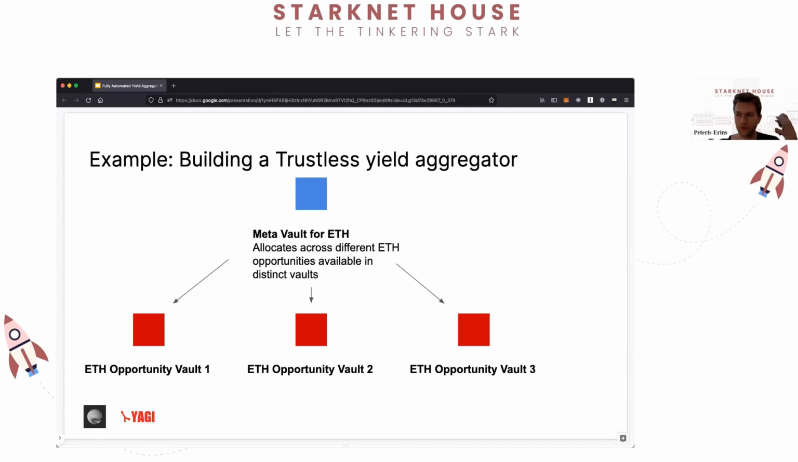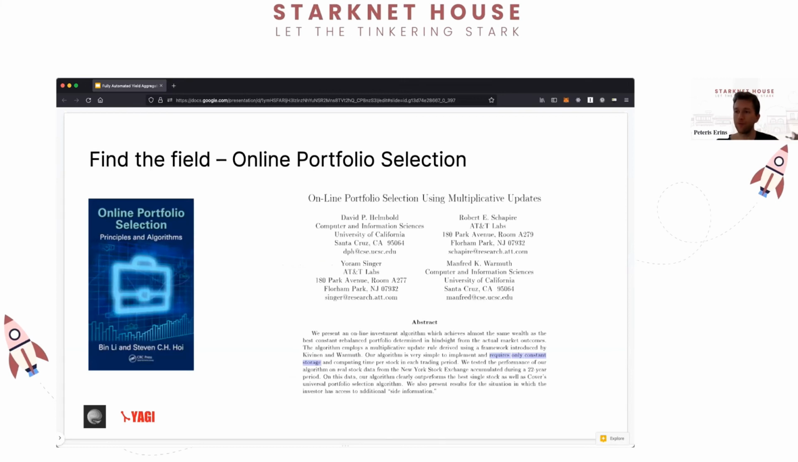And then generalizing this, showing you just one other example. We could try and build a trustless yield aggregator as well, where if we have 3 vaults, how do we figure out how much of our capital should go into vault 1, vault 2, vault 3 automatically, right? Well, again, we look for some field in machine learning where people have tackled a similar problem, and we can find online portfolio selection is a great one. And specifically, we look for cases where there is a low storage requirement. I found a paper called Online Portfolio Selection Using Multiplicative Updates, which claims that it can make these portfolio allocation decisions using only constant storage requirements.